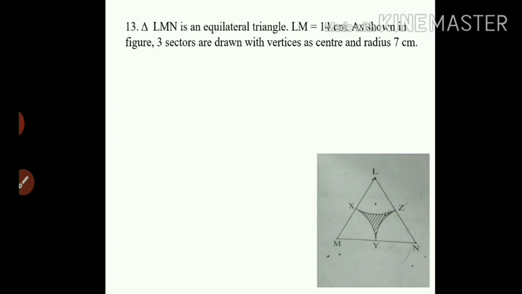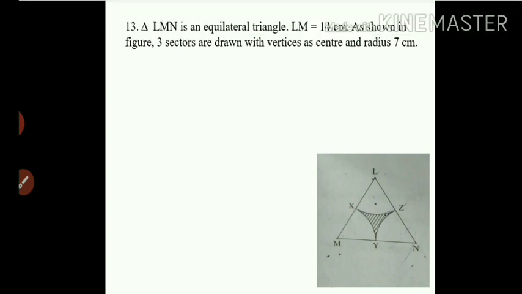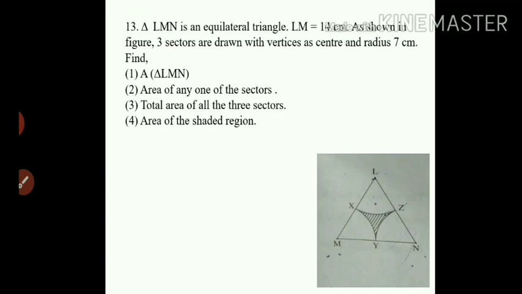Three sectors are drawn, and the radius is given as 7 centimeter. Now you have to find, first, the area of triangle LMN. Here the triangle is an equilateral triangle. First thing you have to keep in mind, it is an equilateral triangle, so all sides are congruent to each other. Also every angle is 60 degree.